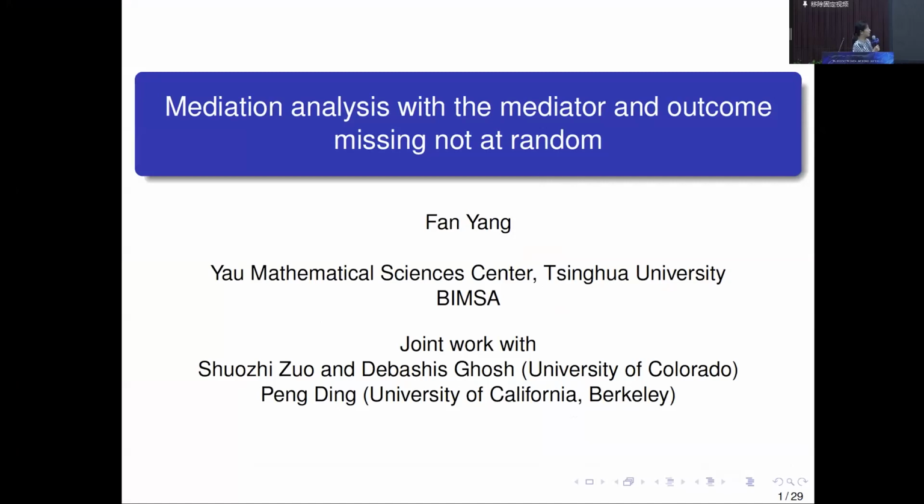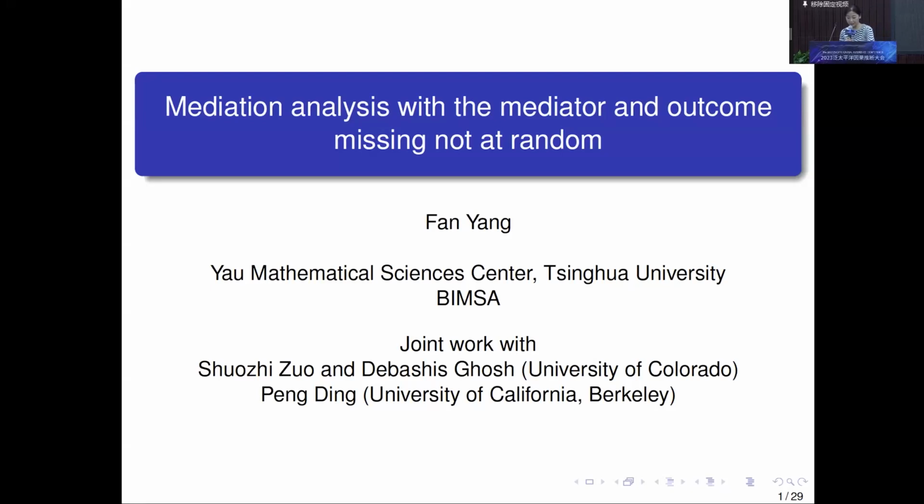Today, I want to talk about mediation analysis with a mediator and outcome missing not at random. Mediation analysis is a very widely used approach to try to understand the direct and indirect pathways through which an effect arises. And it has been increasingly adopted by researchers in many fields, including social science, epidemiology, etc. But many mediation analyses are challenged by missingness in the key variables, such as mediator and the outcome.